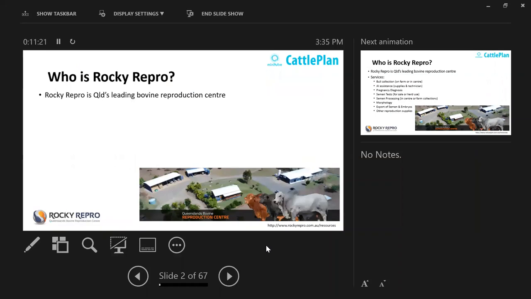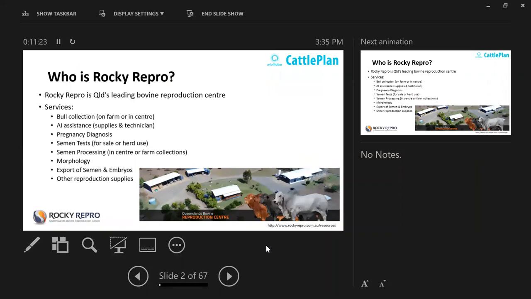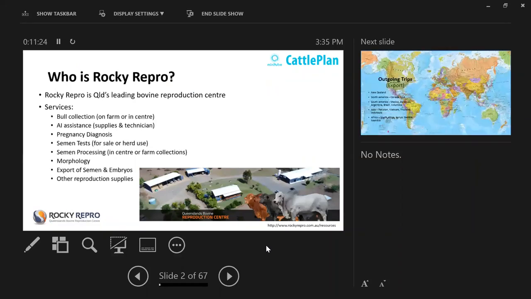Righto. So who is Rocky Repro? For those that don't know, Rocky Repro is Queensland's leading bovine reproduction centre. We offer a lot of services, focusing mostly on cattle reproduction. So we can do bull collection in-centre or on-farm, semen testing for sales, herd use, AI, pregnancy diagnosis. We help with exporting semen and embryos overseas. And we also help with other reproduction supplies. So we've got a lot of stock and hormones that we can help pass out, as well as plenty of advice.